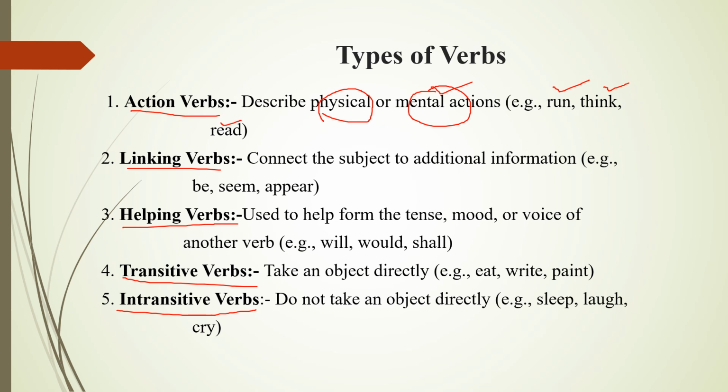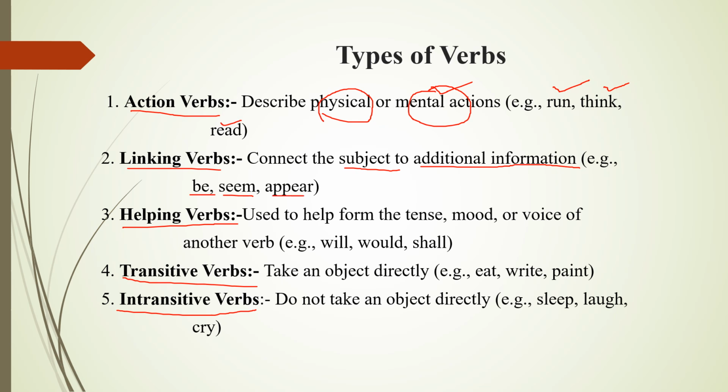Then linking verbs. Linking verbs connect the subject to additional information. So in a sentence, we know that there is always a subject and certain information is being provided for that subject. So linking verbs work as linking words to provide or to connect the additional information to the subject. For example, be, seem, appear.